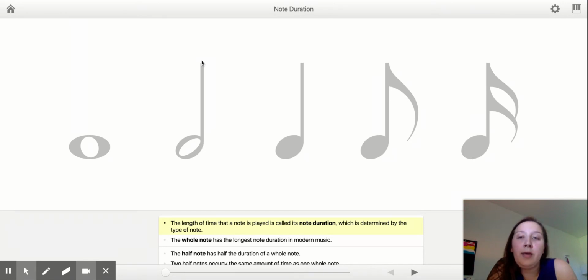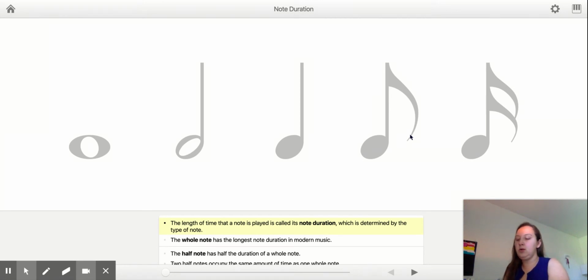On half note, we have a stem. There's no stem on a whole note, stem on a quarter note as well, eighth note, 16th note, and then eighth notes have a flag. Sometimes if you see two eighth notes together, then the flag changes to a beam.